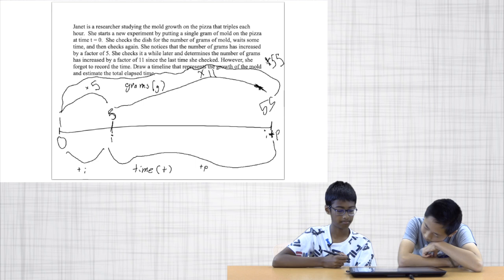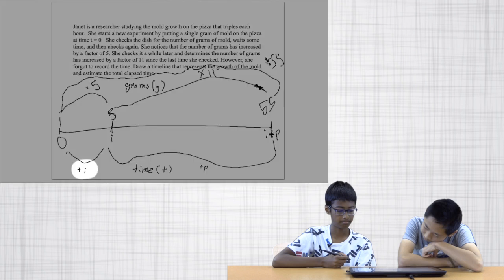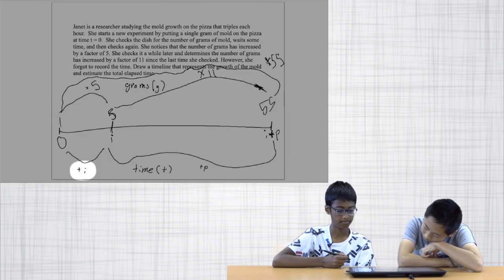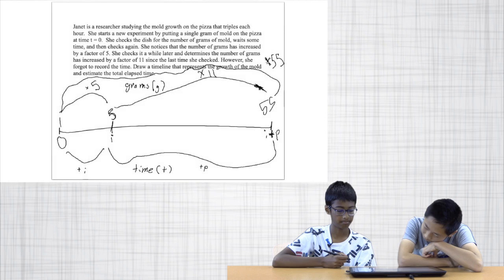Josh and Arobindo created a timeline to represent the growth of Janet's mold over a period of time. They labeled the first number of hours, from when the experiment started to when Janet first checked the mold, as time I, and they knew from the prompt that the mold had grown by a factor of 5 over this period of time. Next, the students decided to label the elapsed time between Janet first checking the mold, time I, and the next time she checked the mold as variable p.